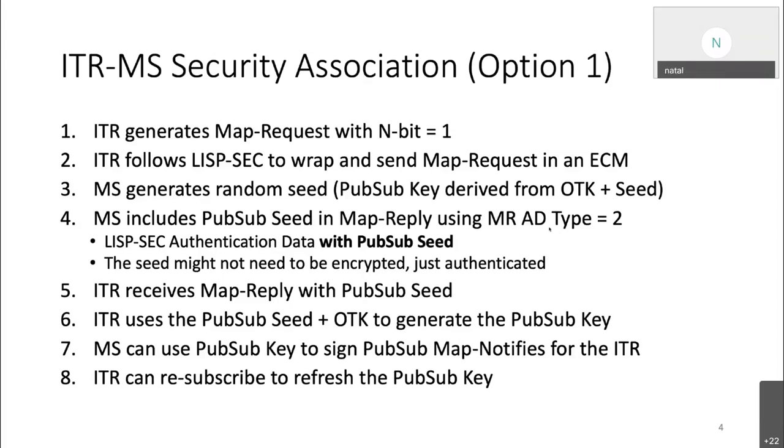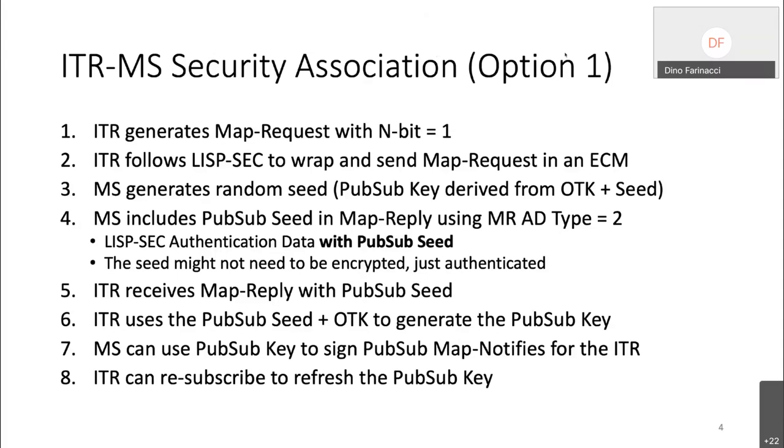Yeah, it is Fabio. So the one-time key is used once in the context of LISP-Sec to basically authenticate the map reply that is going from the map server to the ITR. We also use the one-time key in LISP-Sec to derive another key, for example, that is used to protect the communication from the ETR to the ITR, to protect the authenticated data that are part of the map reply. That is only done once for a map request, map reply exchange.